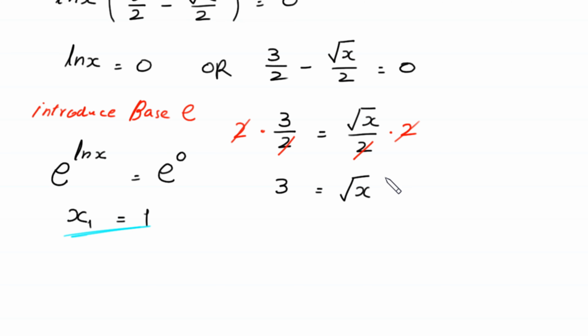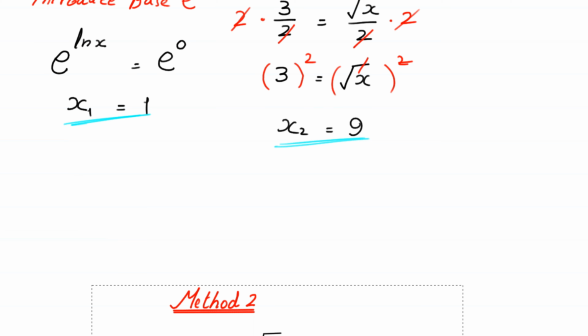And from here we take square of both sides of this equation. And this square will be cancelled with this square root. And we get the second value of x. 3 squared is 9. So we find two solutions of this equation by method 1.